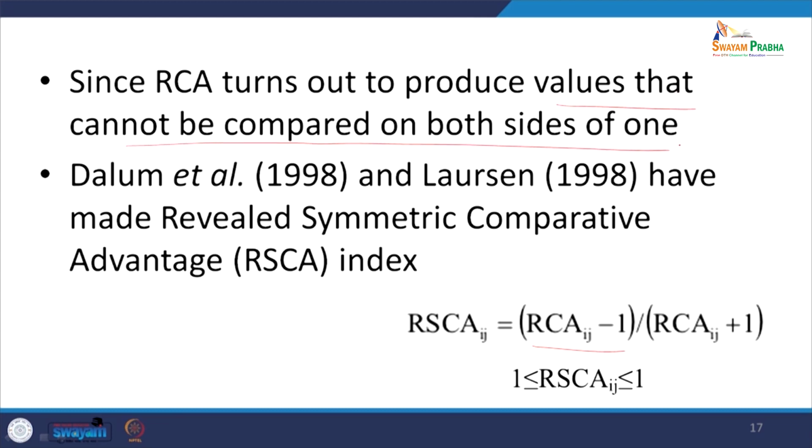Both sides of 1. Basically, we said if it is less than 1, then what happens, if it is greater than 1, then what happens. It is very difficult to define. So, therefore, we need to take the help of another indicator called revealed systematic comparative advantage.